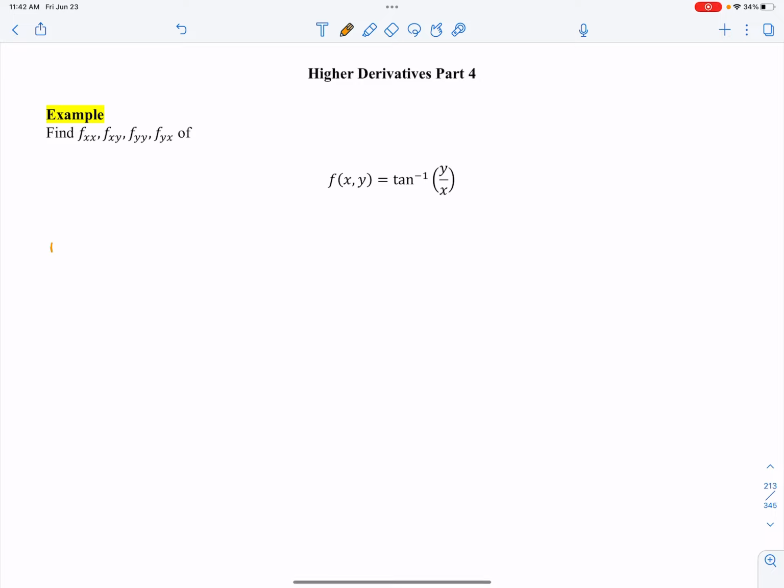So let's find fx first. Okay, x and y are considered inside the tangent, so I have to respect that. The derivative of arctan is 1 over 1 plus the argument squared. So this is just y squared over x squared, right? Times the derivative of the inside, but this is going to be the derivative with respect to x of y over x.